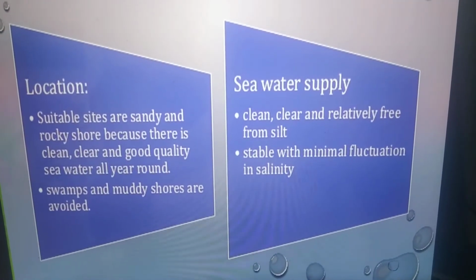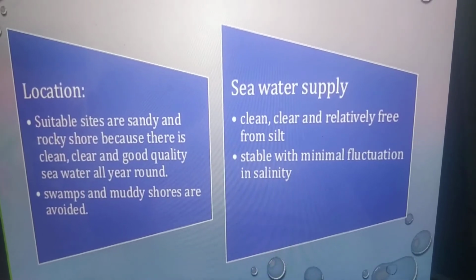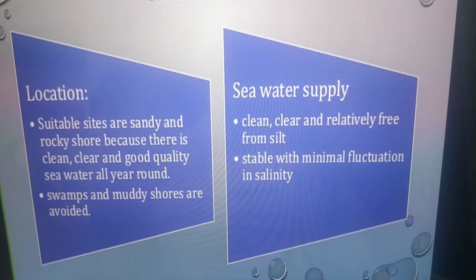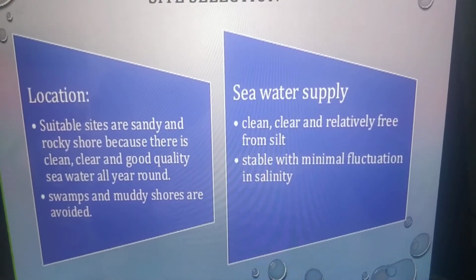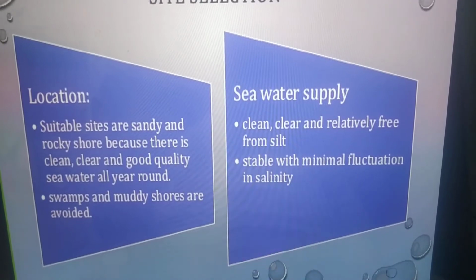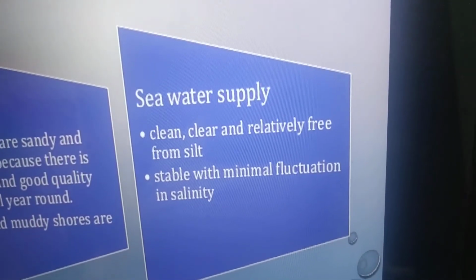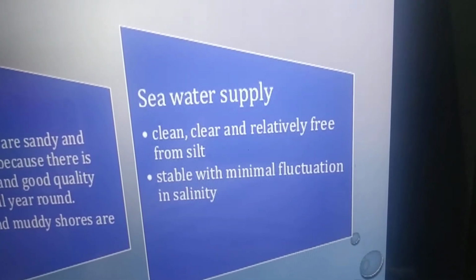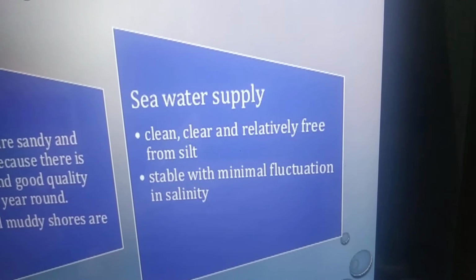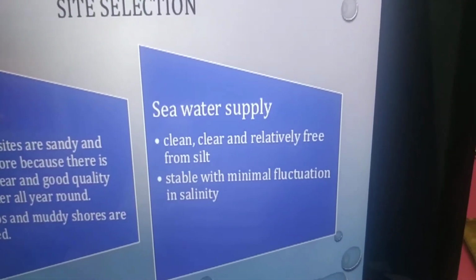Location. Suitable sites are sandy and rocky shore because there is clean, clear and good quality seawater all year round. Swamps and muddy shores are avoided. Coming to the seawater supply, it should be clean, clear and relatively free from silt, stable with minimal fluctuation in salinity. That area we have to select.